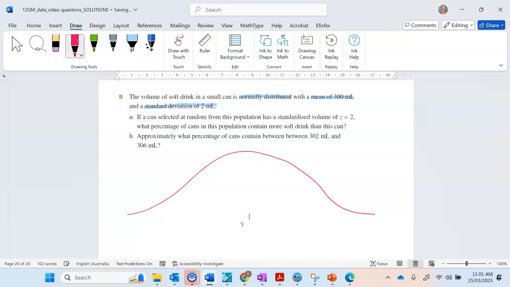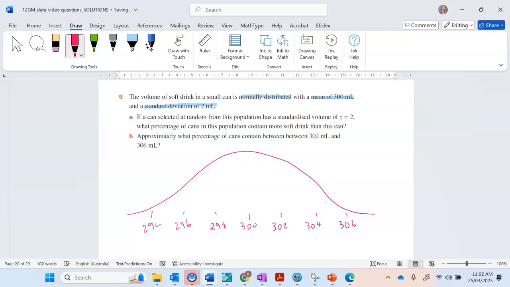So we're going to put 300 in the middle, and remember we go 3 either side. And I'm going to fill this all in, even though I don't even know what the question is asking. I just think visually it is good to see what is happening.